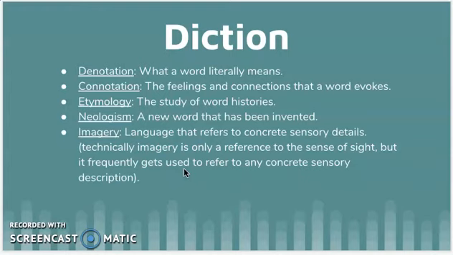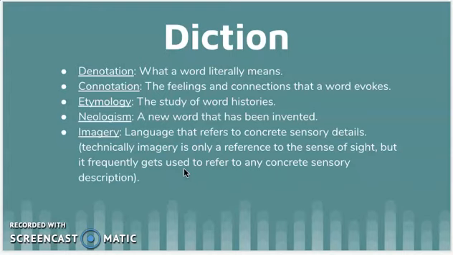So then we talked about a few of these terms already, but we talked about denotation versus connotation. Denotation being the literal meaning of a word, and words might have very similar or almost identical denotation, but then have very different connotations, which is the feeling or associations that get evoked by a word.